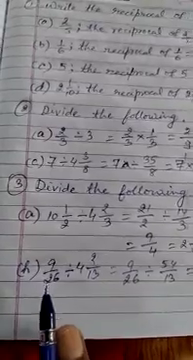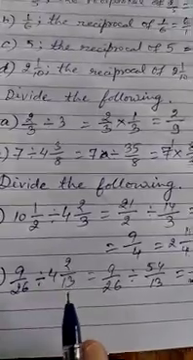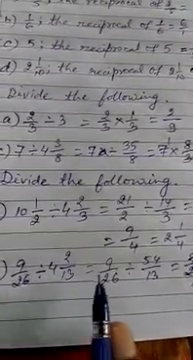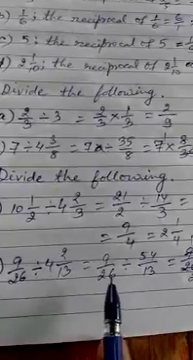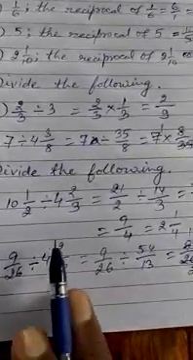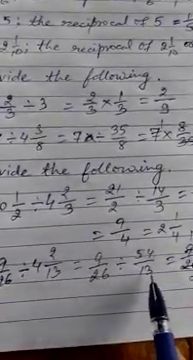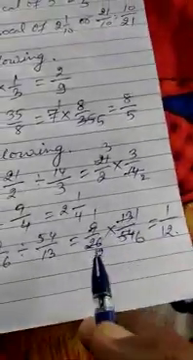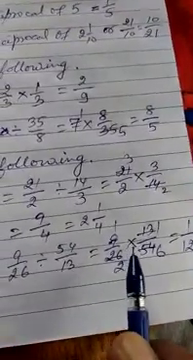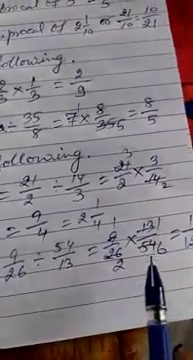Now question number H of this part, you see 9 by 26 divided by 4 whole 2 by 13. First of all, 9 by 26 is already a proper fraction. So you will write 9 by 26 divided by 4 whole 2 by 13, which is a mixed fraction, so you convert it into an improper fraction. So 4 whole 2 by 13 is equal to 54 by 13. Now in the next step, you will change the sign. 9 by 26, and change the sign of divide into multiply. Then you will write the reciprocal of 54 by 13, which is 13 by 54. So 9 by 26 into 13 by 54.